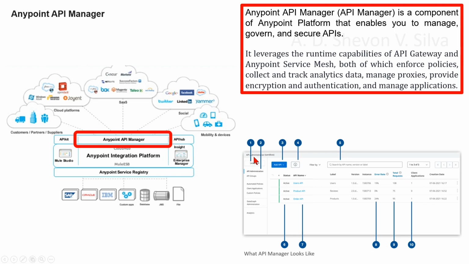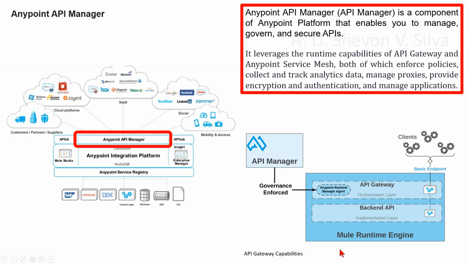Here you can see API administrator sandbox and sandbox API administration, API groups, automated policies, client applications, custom policies, data graph administration, analytics. In the main view, here you can see the status, API name, label, version, instance, error rate, total requests, client applications, and creation date.